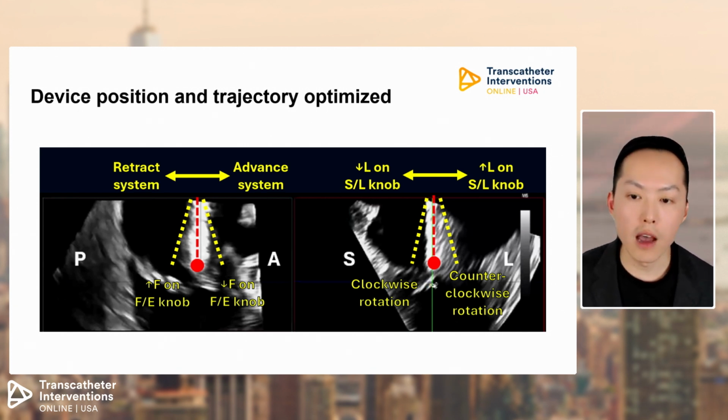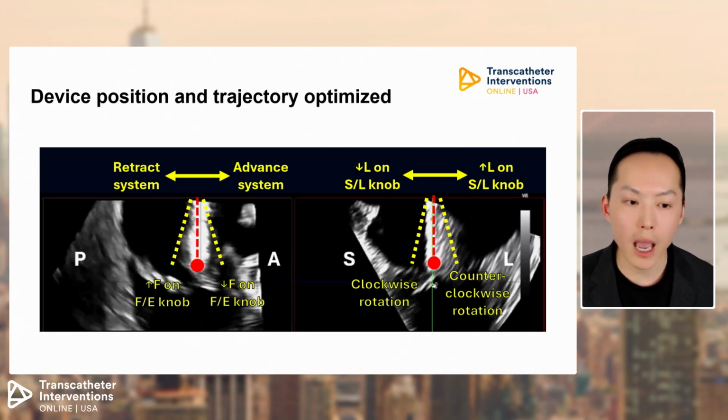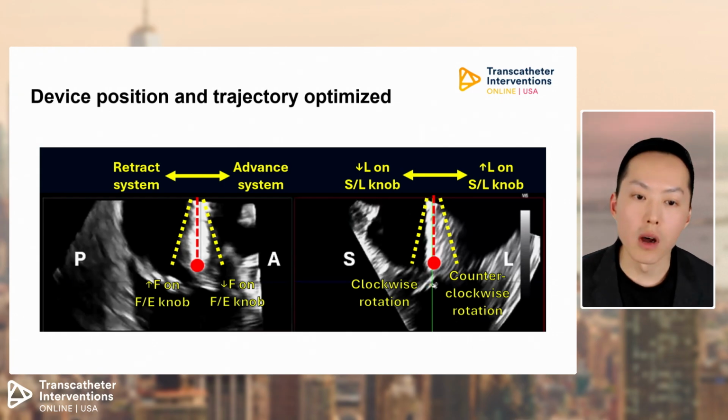We'll use what's called the F or the flex knob to affect both our AP trajectory and our position. So it'll create those yellow dotted lines. So if we wanted to move one way or another, that's how we'll adjust how much F knob we have on. In the septolateral axis, it's a little bit different.